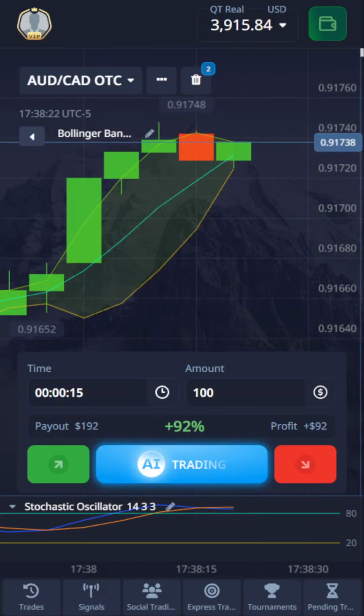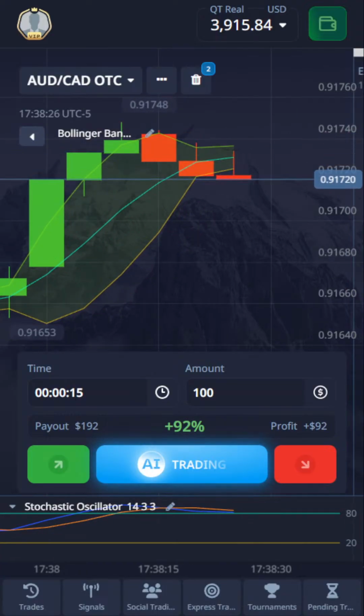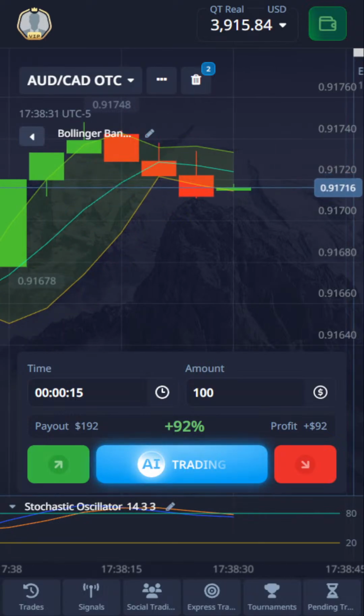What's the time frame? I'm using a 15 seconds time frame, which is the S15. The candle structure is 5 seconds. It's a beautiful show, guys. It's a beautiful day to learn all this.